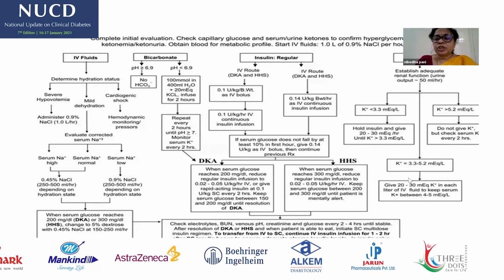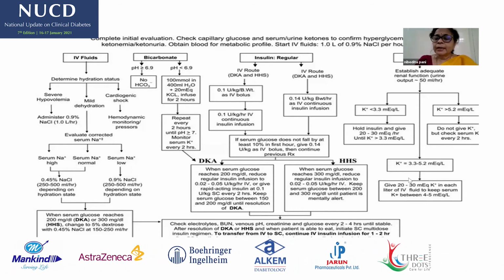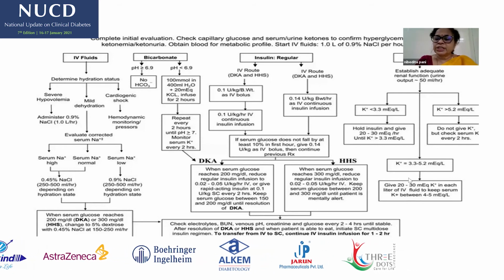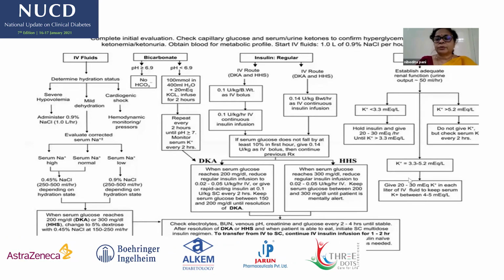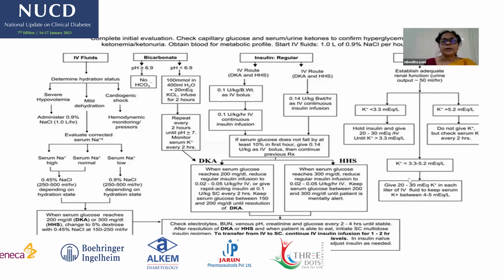So if the potassium is 3.3 to 5.2, then give 20 to 30 milligrams of potassium in each liter of the IV fluid to keep the serum potassium between 4 to 5 milligrams per liter.